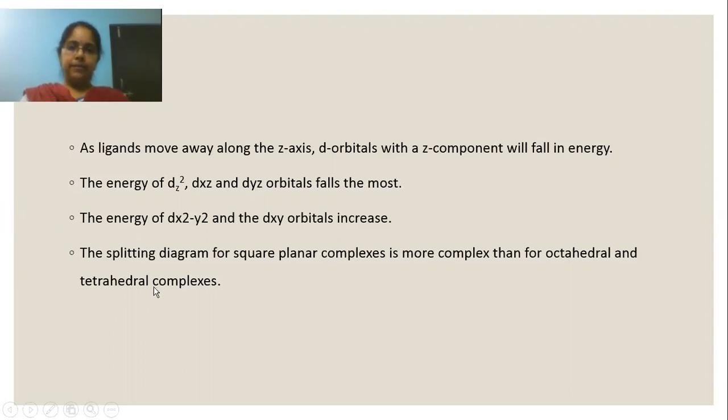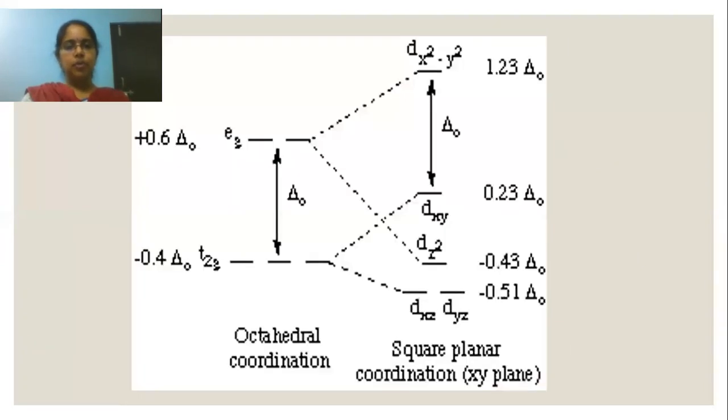The splitting diagram of the square planar complex is also imagined to be obtained from the splitting diagram of an octahedral complex. So let us see the splitting diagram of square planar geometry. This is the crystal field splitting energy level diagram of an octahedral complex, where t2g orbitals contain less energy and eg orbitals contain higher energy.